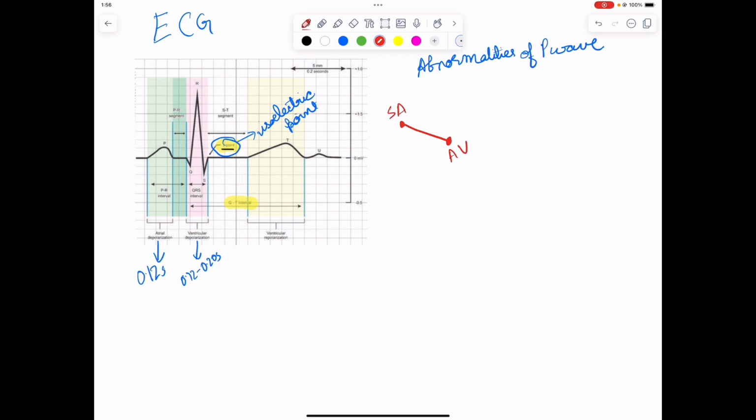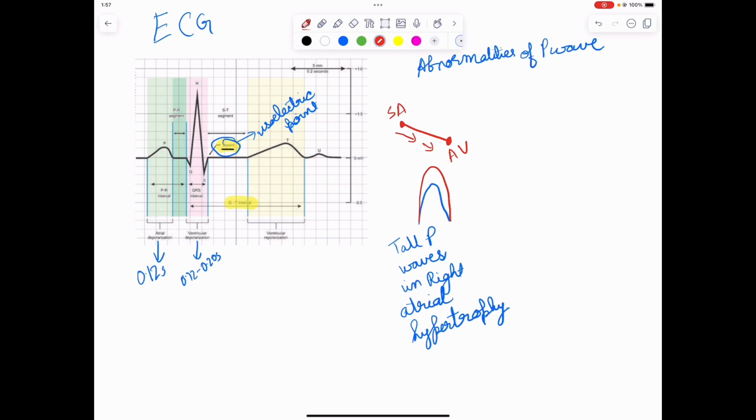Now what happens if there is right atrial hypertrophy? When there is right atrial hypertrophy, then the P wave becomes enlarged, because it has to travel a greater length of the segment. Therefore we get tall P waves in right atrial hypertrophy, whereas in left atrial hypertrophy, remember that the first impulse that is going to come from the SA node to the AV node will come directly. So we will get the first peak here.